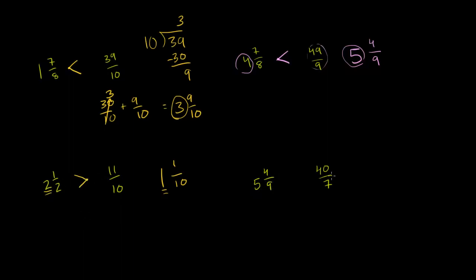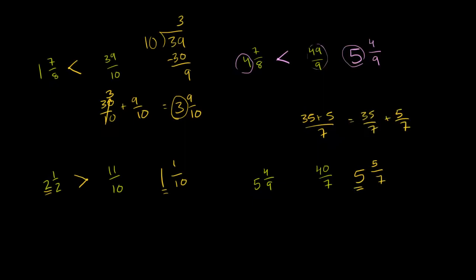5 and 4/9 versus 40 over 7. 7 goes into 40, so let me rewrite this. 7 goes into 40 5 times, and then you're going to have a remainder of 5, because 7 times 5 is 35. You have a remainder of 5 to get to 40. So it's 5 and 5/7. And if that looks like I'm doing some type of voodoo, just remember, I'm really just breaking it up. I'm just really saying that 40 over 7 is the same thing as 35 plus 5 over 7, the largest multiple of 7 that is less than this number. And this is the same thing as 35 over 7 plus 5/7. And then this 35 over 7 is 5, and 5/7 is just 5/7 there.